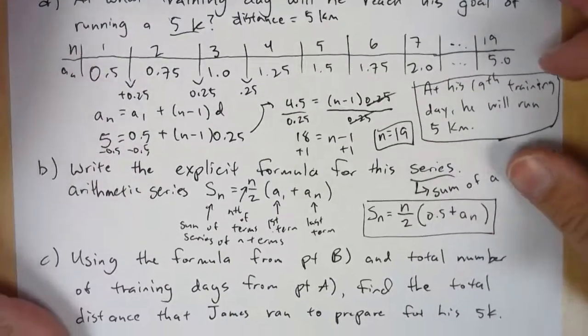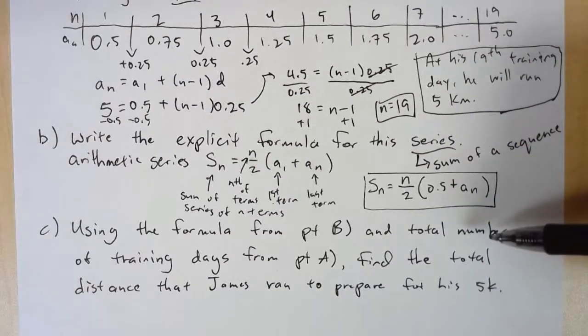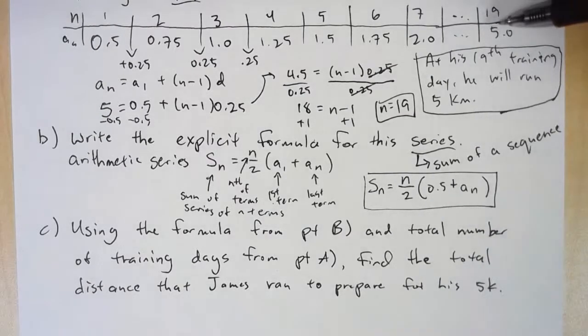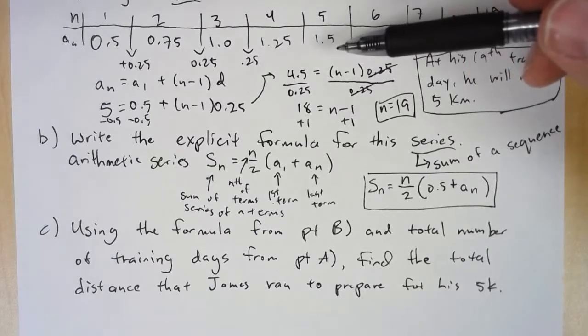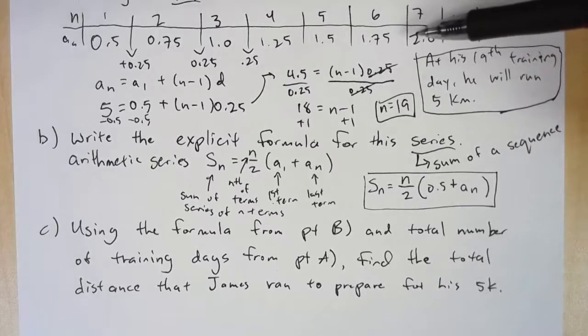And here's why this is important. If we use the formula from part B and the total number of training days from part A, find the total distance that James ran to prepare for his 5K. We could add all these up individually: 0.5 plus 0.75 plus 1 plus 1.25 plus 1.5 plus 1.75 plus 2.0 plus 2.25.